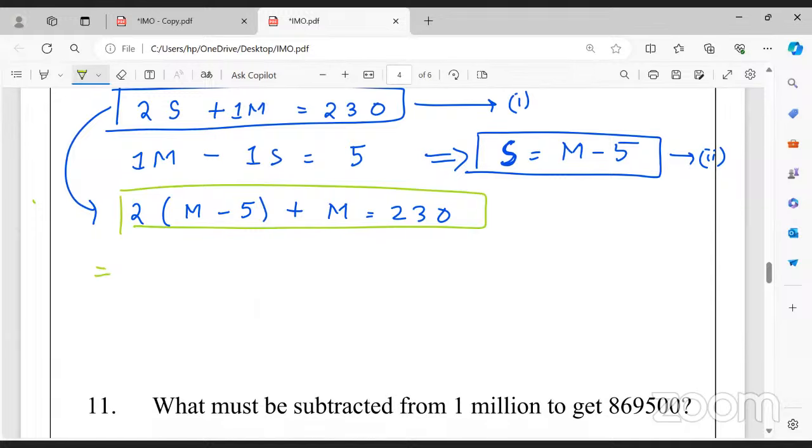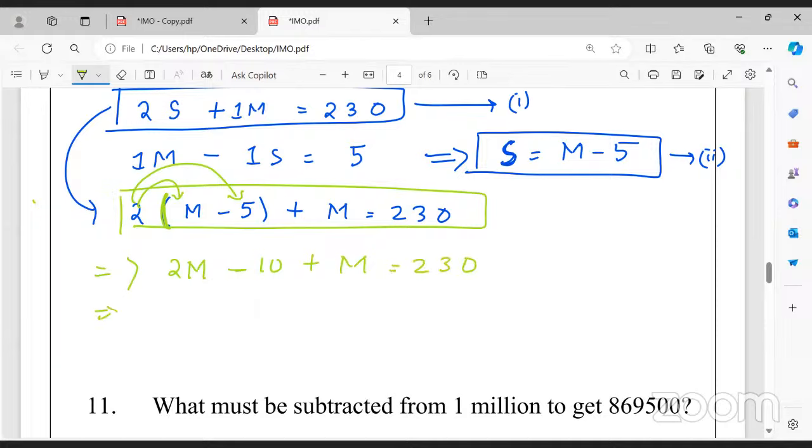Can I say this implies that 2, this bracket means multiplication, students. 2(m minus what is 2 into 5. So I'm multiplying 2 with m. I'm also multiplying 2 with 5. 2 5s are 10. Okay. Then plus m is equal to 230.